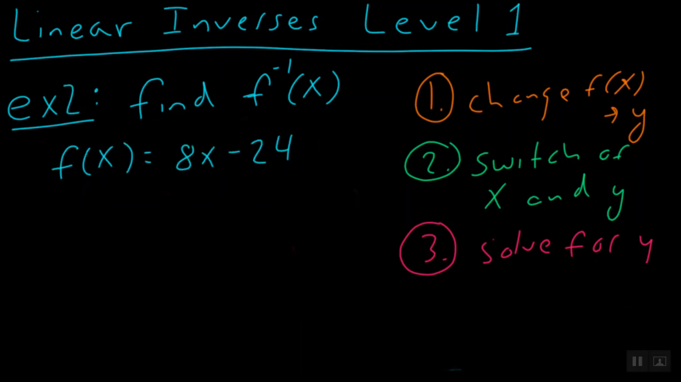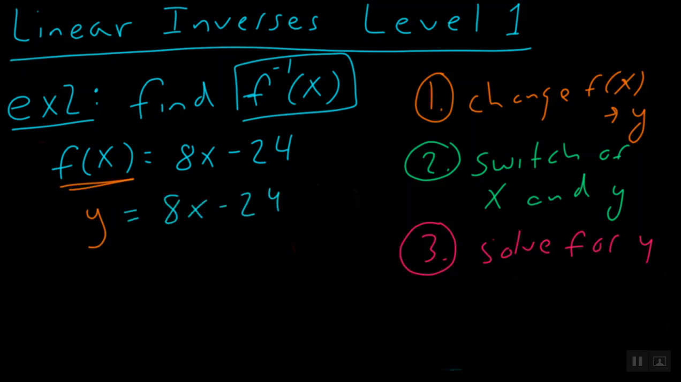Alright, here we have example number 2, and we want to find f inverse of x. So notice in step number one, we always change our f of x into y. And so now we can say y is equal to 8x minus 24. Now from there, in our step number two, we know that we're going to switch our x and our y. Because remember, the ultimate idea here is you're finding out what's the function that flips the inputs and the outputs.